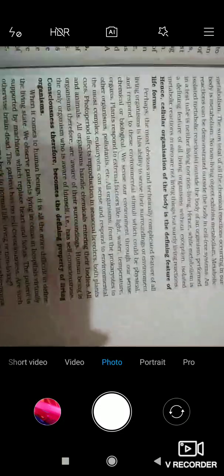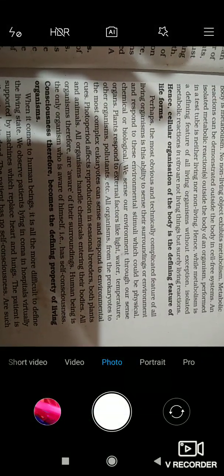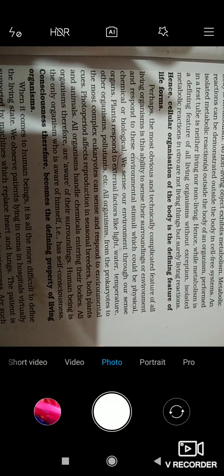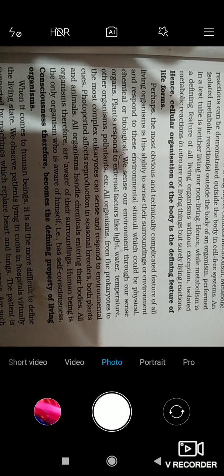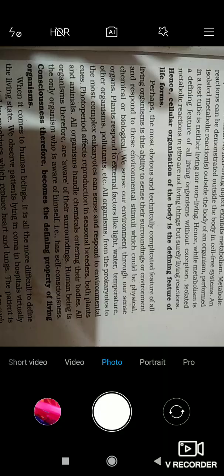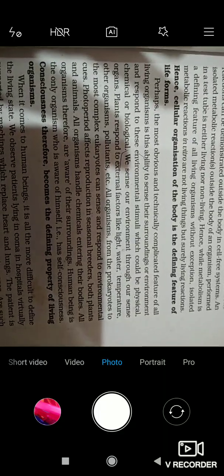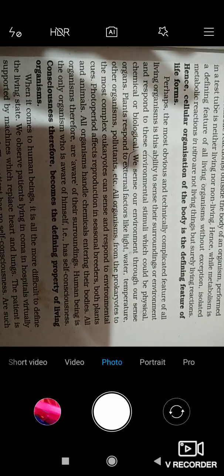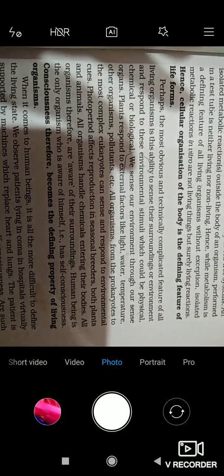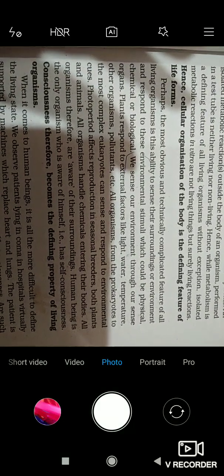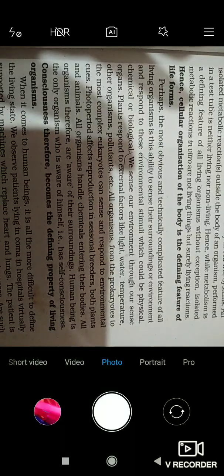Okay, so next, now let's see the other organisms. Here it is telling that all organisms from the prokaryotes to the most complex eukaryotes can sense and respond to environmental cues. So what do you mean by prokaryotes and eukaryotes? Prokaryotes means the organisms which do not have a nucleus and other organelles, and eukaryotes means the organisms which have a nucleus plus other organelles. So prokaryotes and eukaryotes both can sense and respond to environmental cues.